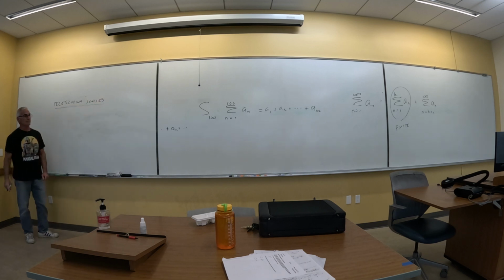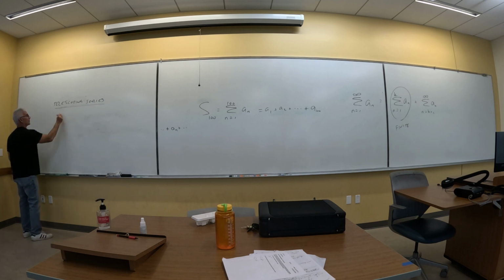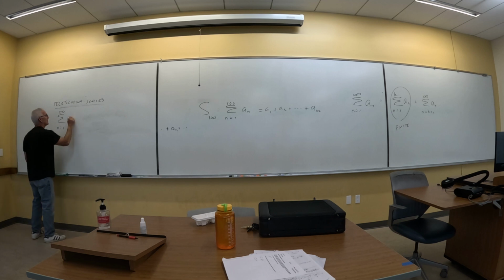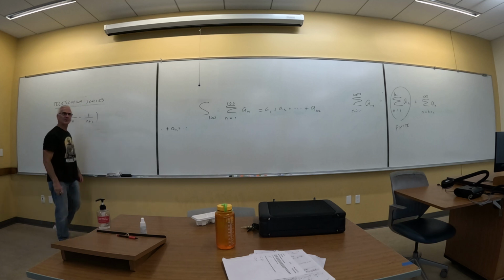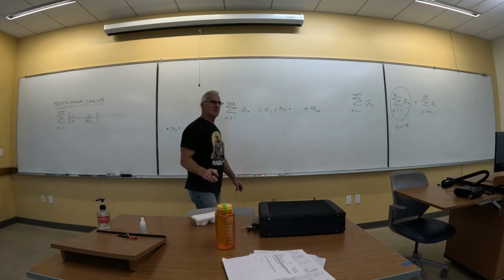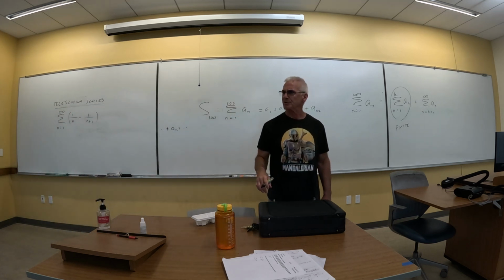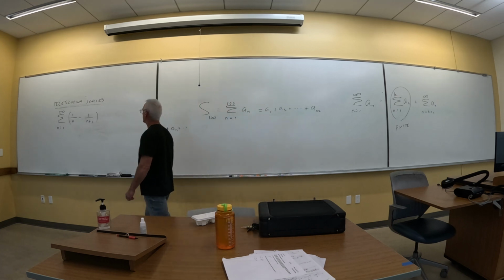Okay? Now, let me start with something really simple. So n equals 1 to infinity, and we'll do, how about 1 over n minus 1 over n plus 1. Let's start with something that's simple. So just to get a feel, maybe write out the first couple of terms. That's always a good idea.